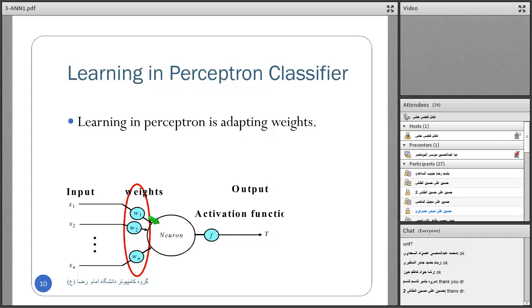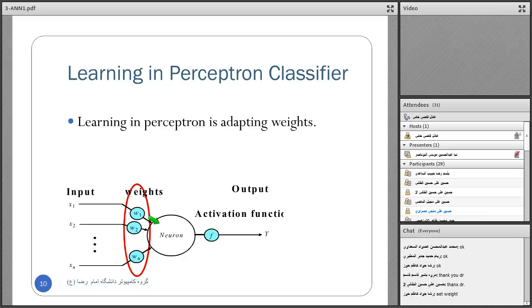Okay. The last point about the perceptron classifier is the learning. What is the learning in the perceptron? The learning of the neural network, and also the perceptron, is setting the weights. In the learning, we are setting the weights.